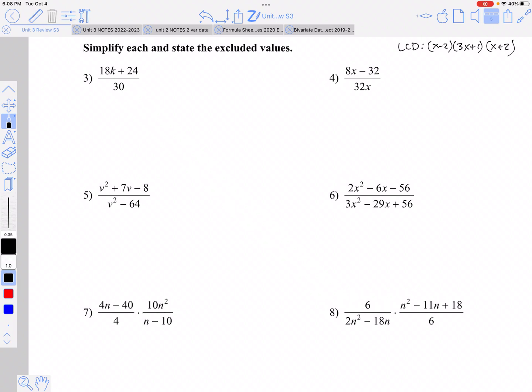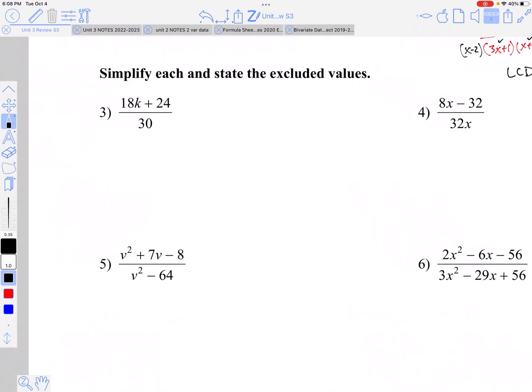All right, this top section, 3 through 6, covers what we learned in 3.1. So 3.1 was just simplifying and excluded values. So what you're going to do is, remember, you can't eliminate or divide out until it's held together by multiplication. So what I'm going to do in number 3 is I'm going to factor, because when you factor it, it's then held together by multiplication.